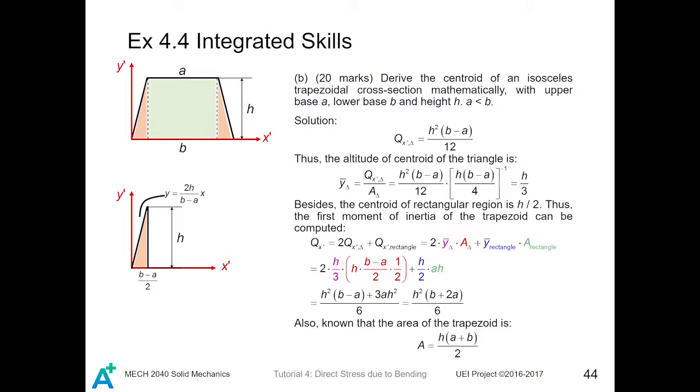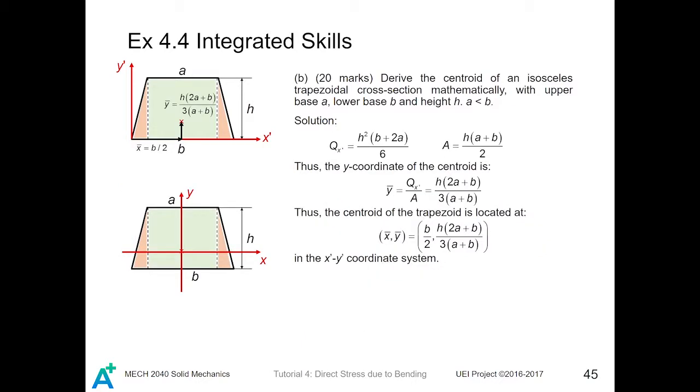You also know the area of the trapezoid is given by h times (a plus b) divided by 2. Therefore, the centroid of the trapezoidal cross-section can be found by dividing the first moment of inertia by its area. It is given by h times (2a plus b) divided by 3 times (a plus b). Then we can find the centroid of the trapezoidal shape.